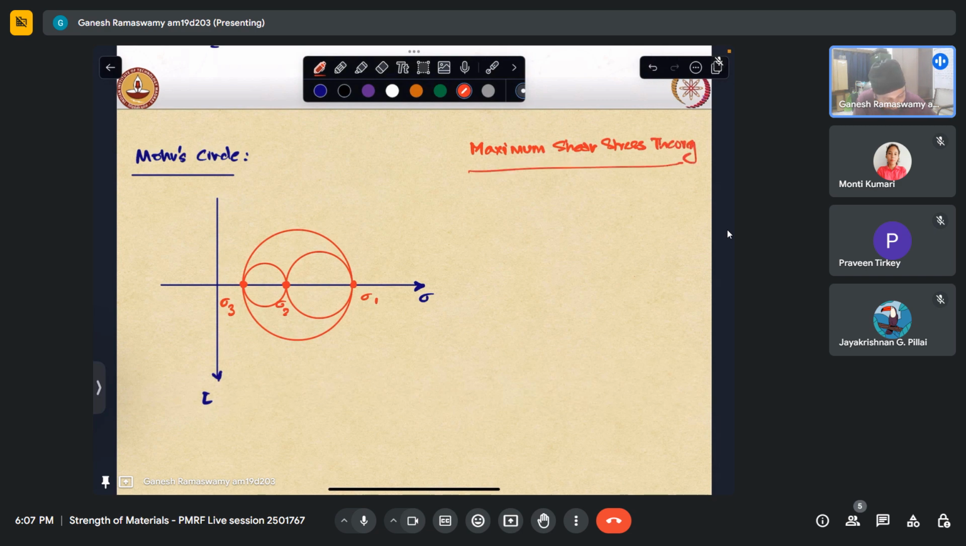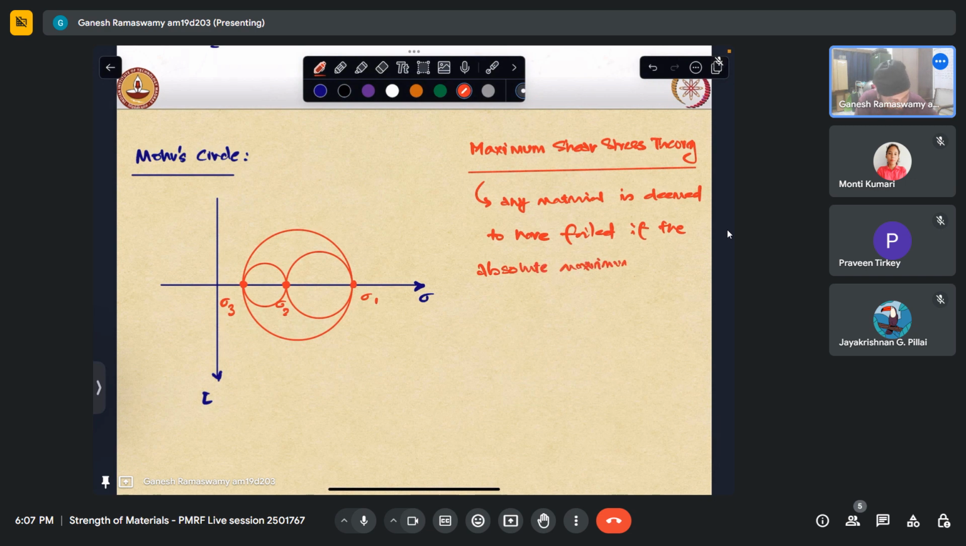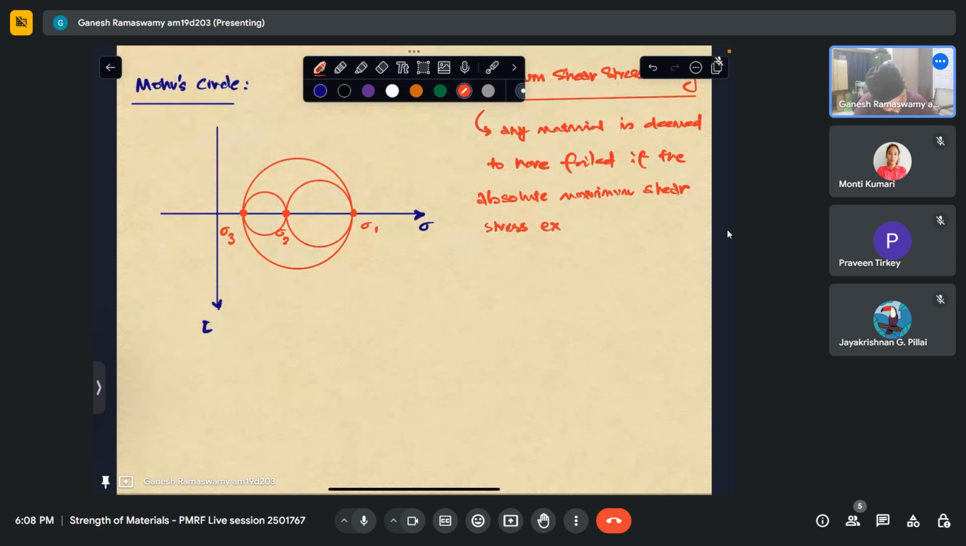states that a material is deemed to have failed if the absolute maximum, not principal stress, sorry, shear stress exceeds that in the case of a simple uniaxial tension, in the case of uniaxial tension.